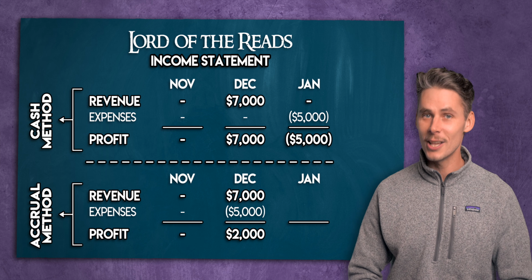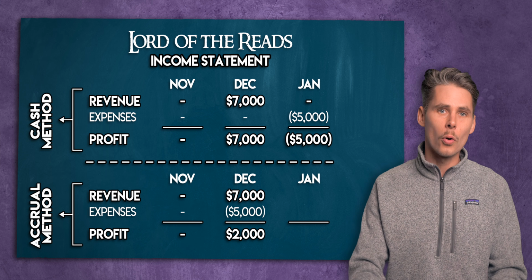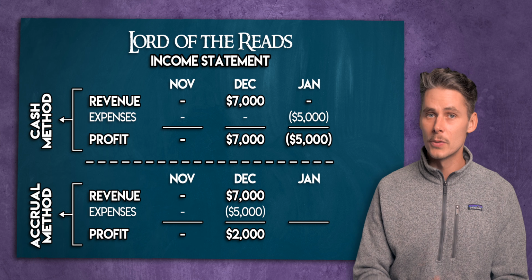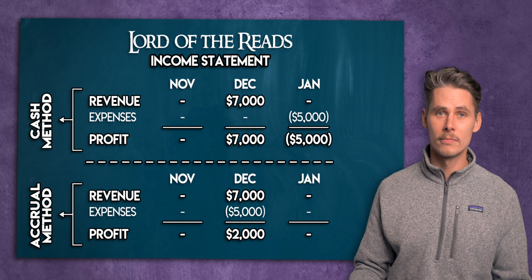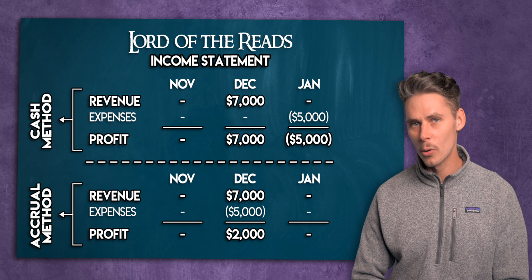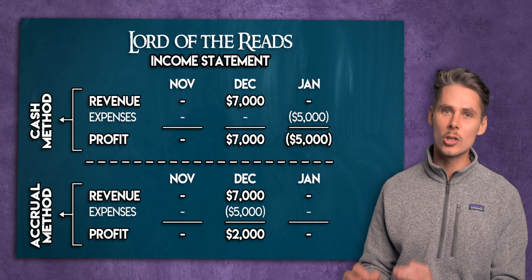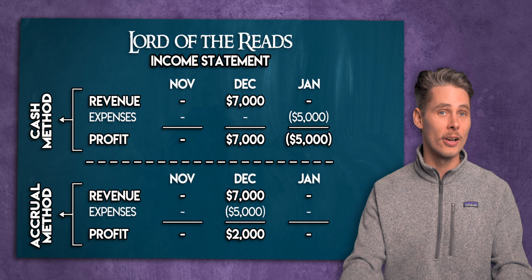Things are looking clearer. Then in January, we pay the publisher, but the expense was already recorded in December, so nothing new hits the income statement. Profit for January? 0. As you can see, we've hopped off the cash accounting roller coaster. There's just a clean $2,000 profit recorded accurately in the month we actually earned it.